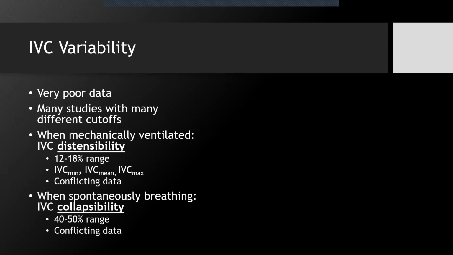When spontaneously breathing, then we're looking at IVC collapsibility. With inhalation, you decrease intrathoracic pressure. I sort of feel like IVC fluid is sucked into the thorax, and so the IVC does collapse. And so there, generally, the studies that use IVC collapsibility for a spontaneously breathing patient usually are looking for collapsibility in the range of 40 to 50%. But again, you have conflicting data regarding how accurate it is. So the first issue is that it's really confusing, lots of different data, lots of conflicting data, and a narrow range.